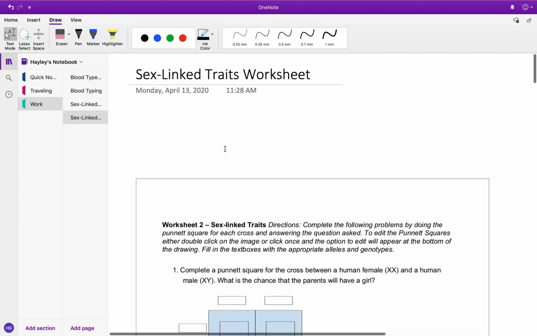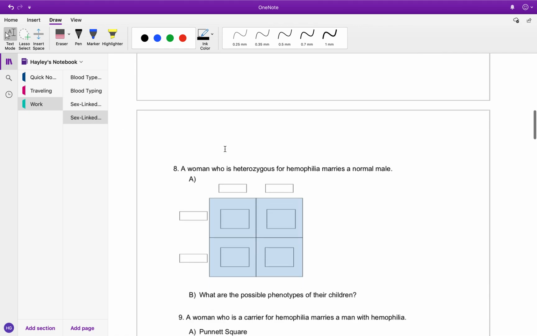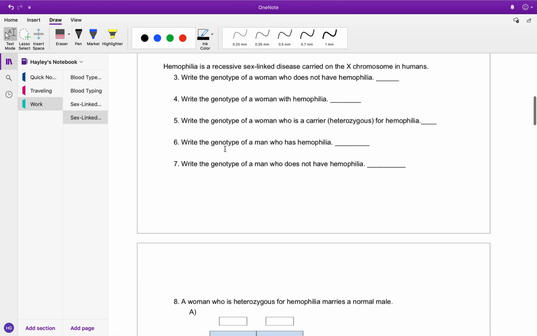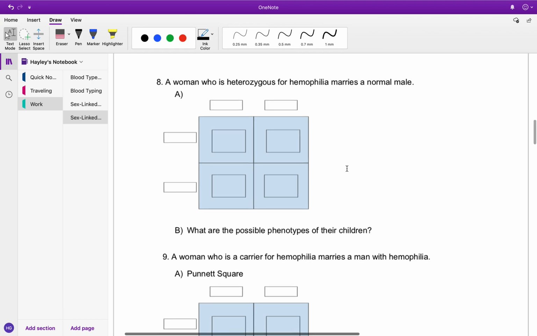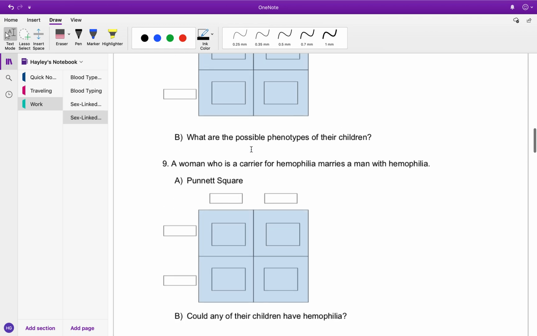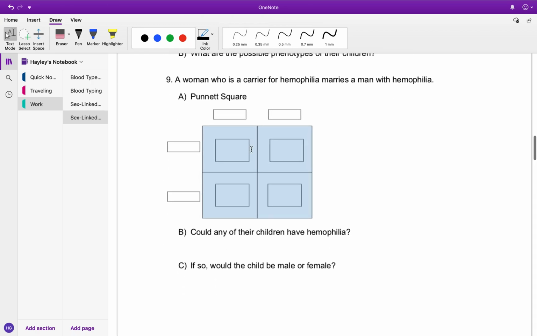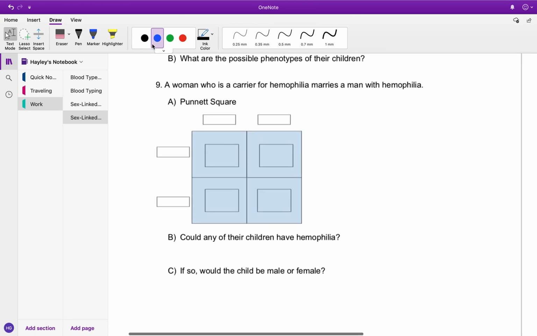So now let's look at some of the examples from your actual worksheet. You guys can do page 1 on your own. We're going to look at number 8, which we actually just did, so we're not going to look at number 8. We are going to look at number 9 then. So we have a woman who is a carrier for hemophilia, which means that we're going to use H's now, actually. So I'm not going to use C's. That was my bad. So this is going to be big H, little h.